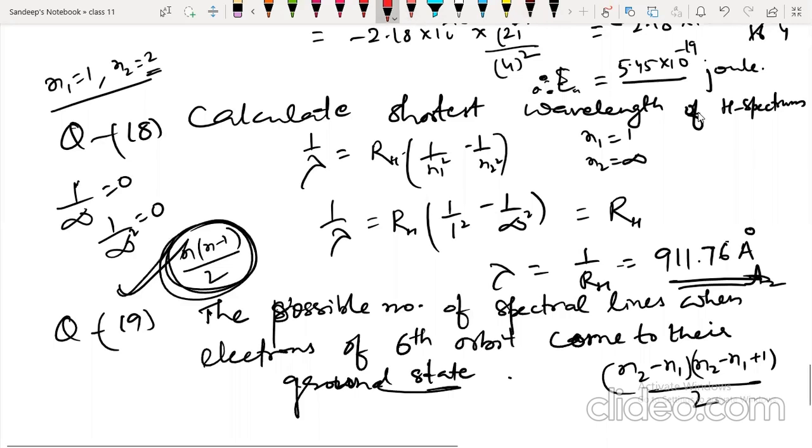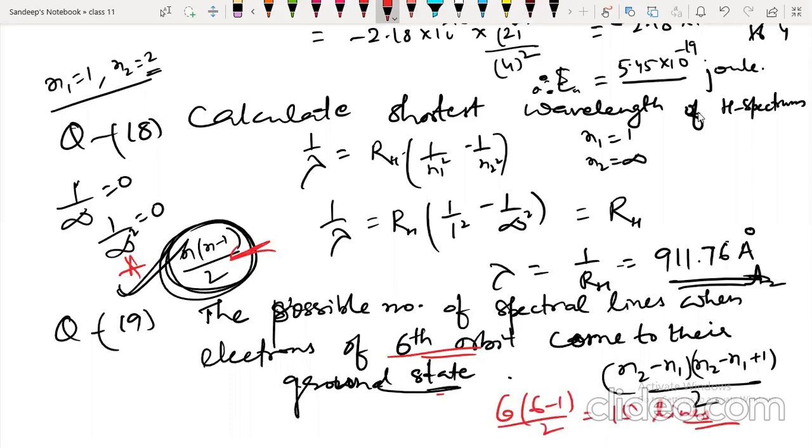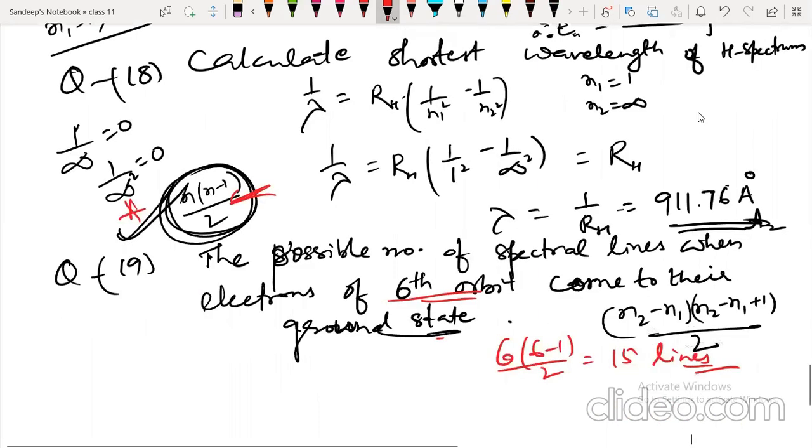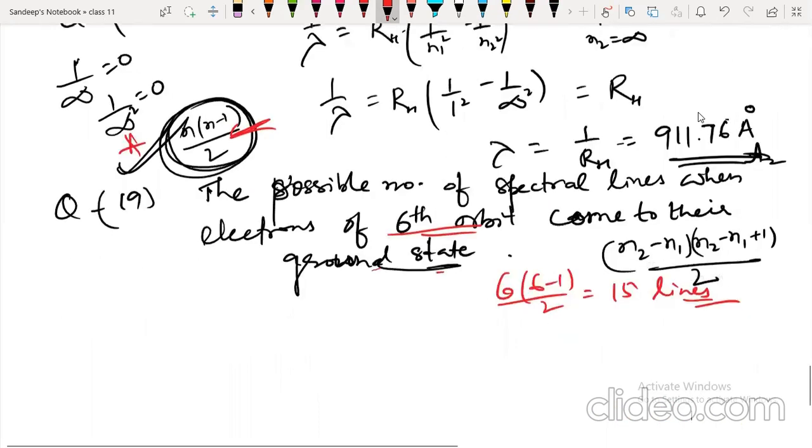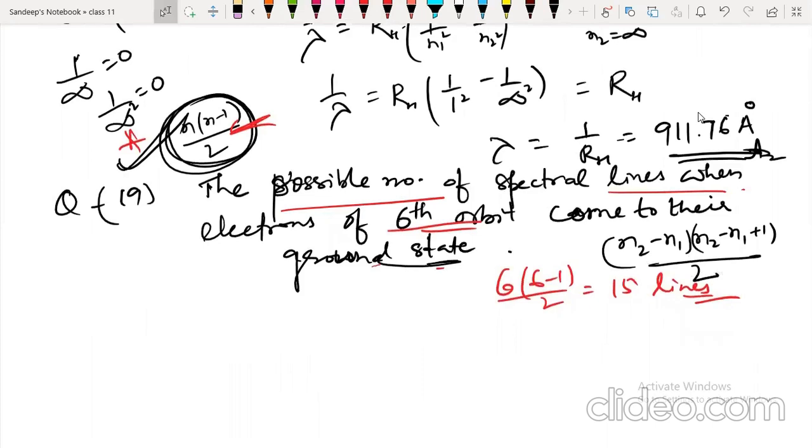So now they are asking 6 to ground state. So use this formula. So 6 into 6 minus 1 by 2. So it is 15 lines, no doubt. Total 15 lines will be there. Possible number of spectral lines when electrons from sixth orbit come to their ground state.